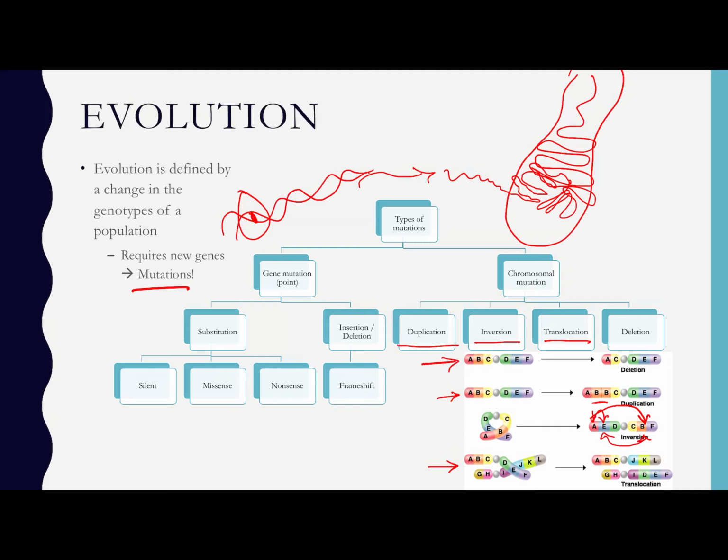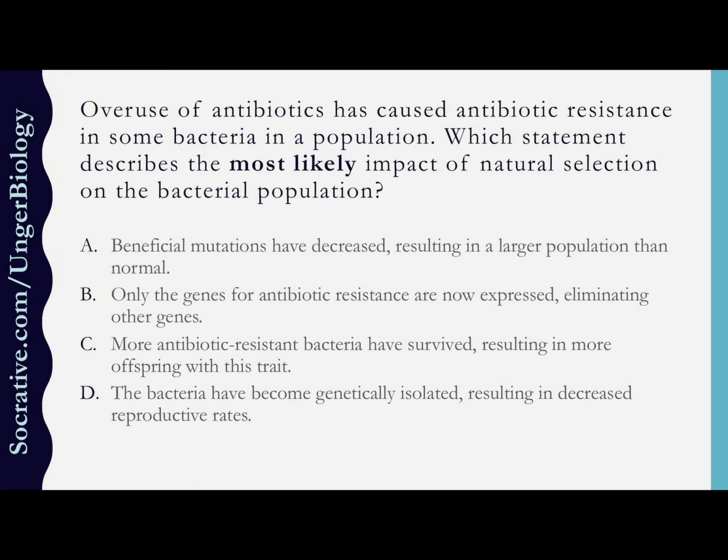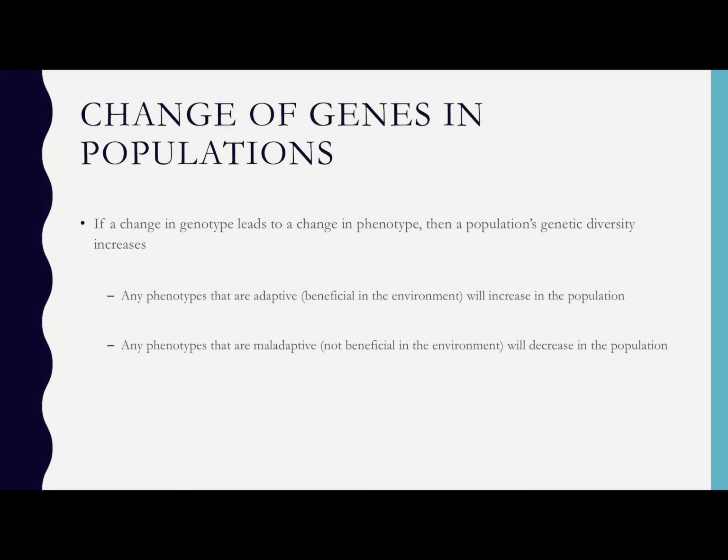Translocation is going to occur anytime a chunk of one chromosome actually attaches to a completely different chromosome. And then finally, a deletion is exactly what it sounds like. Part of a chromosome gets deleted. So all of the genetic information that is part of that part of the chromosome is gone.